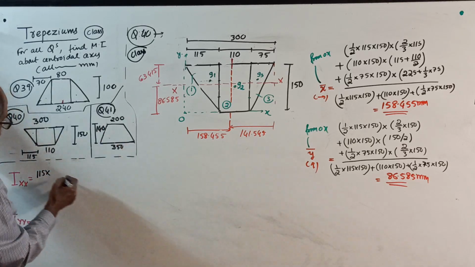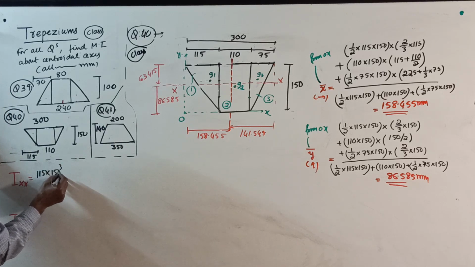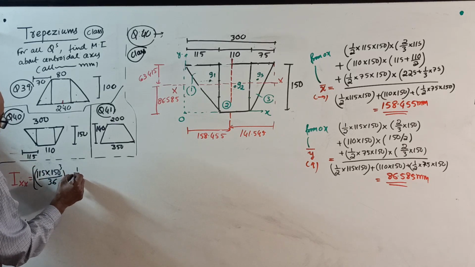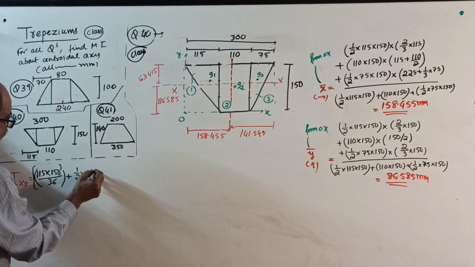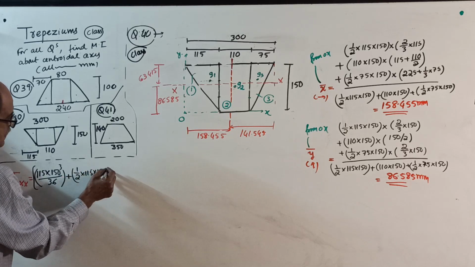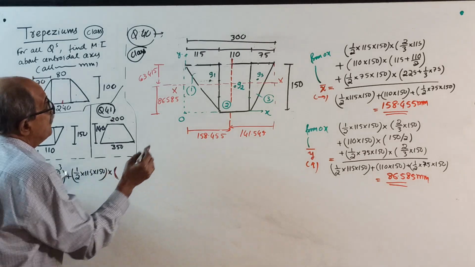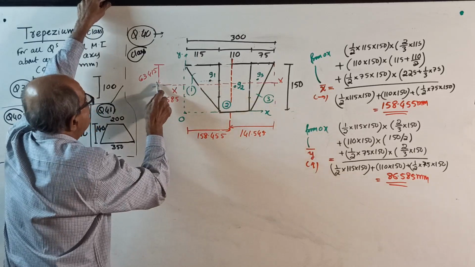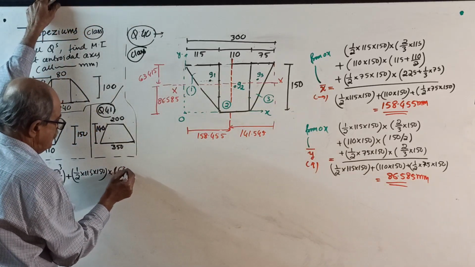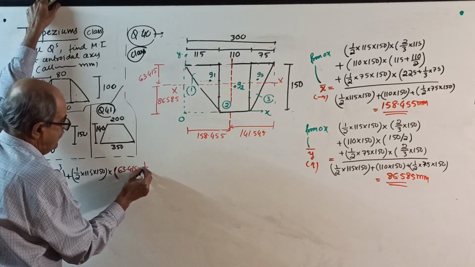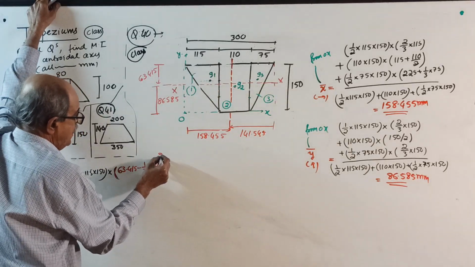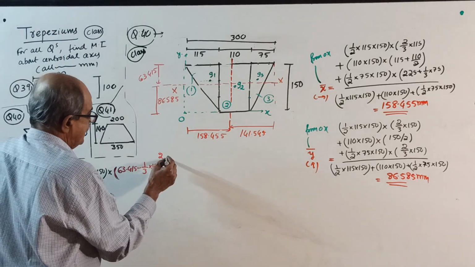Figure 1: 115 into 150 cube by 36, for the triangle. Plus area: half into 115 into 150 is the area, into the distance square from the centroid here, that is 63.415 minus 1 by 3 of 150, squared. Okay, figure number 1 over.